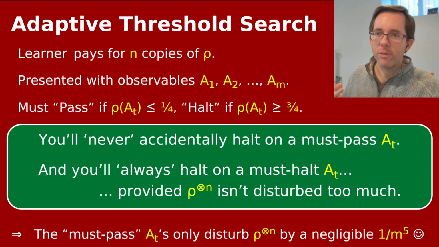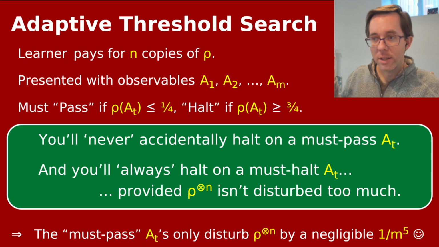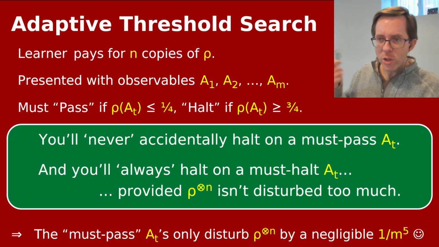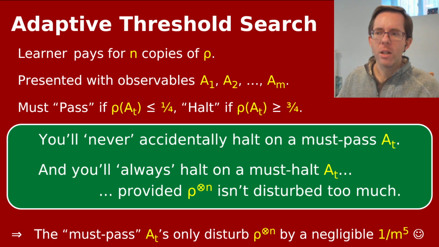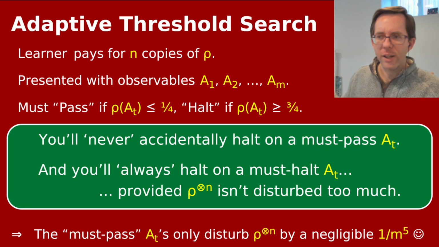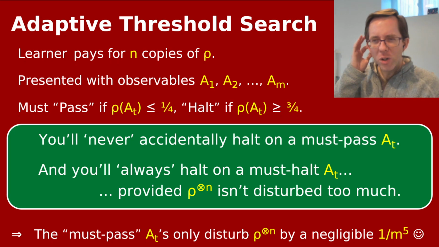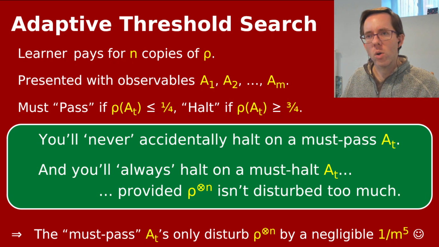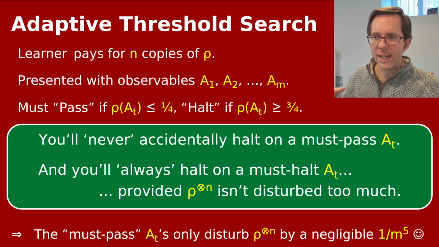Because the probability of accidentally halting on them, if you're truly using rho to the n copies of rho, would be like 1/m to the 10th. But furthermore, when you do successfully pass them, you disturb your state only like 1/m to the 5th. So you can union bound over that. There are only m observables, and all of these disturbances are still very negligible.